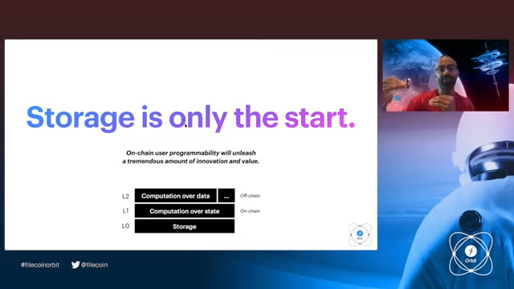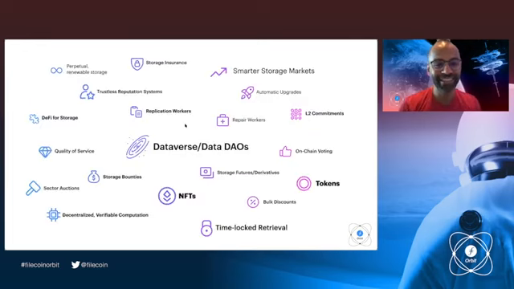Once you have layer 0, which is storage, and you have layer 1, which is computation over state, so this is on-chain computation, there are many new downstream use cases that can emerge either on-chain or also off-chain. And those off-chain use cases are what we call layer 2 use cases. And those are things like computation over data. I'm going to go into more detail in the next slides.